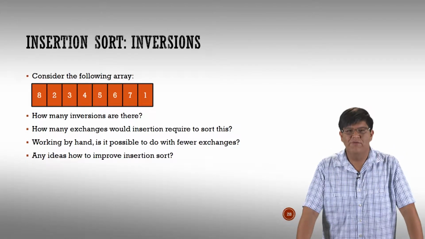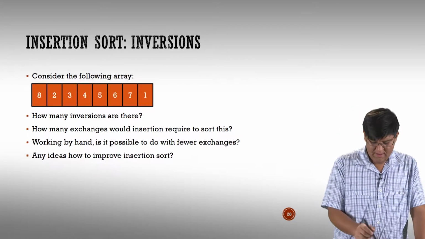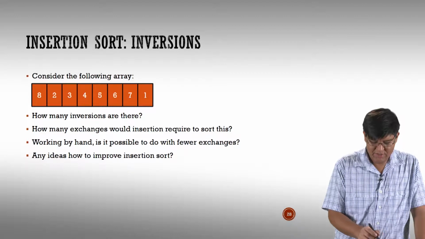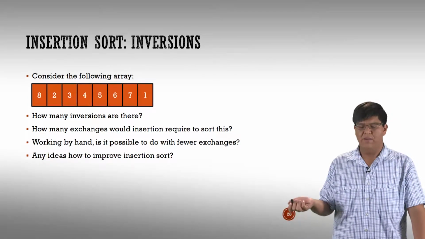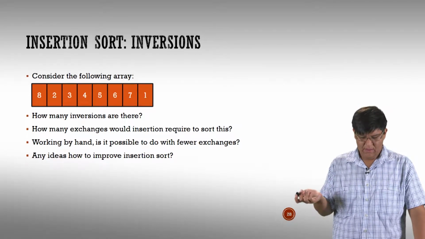All right, so here's a thought. Thinking about insertion sort for a second, let's think about maybe something that's a bad input. So taking a look over here, I have this input here, which is 8, 2, 3, 4, 5, 6, 7, 1. Okay, clearly unordered. We want to sort it somehow.